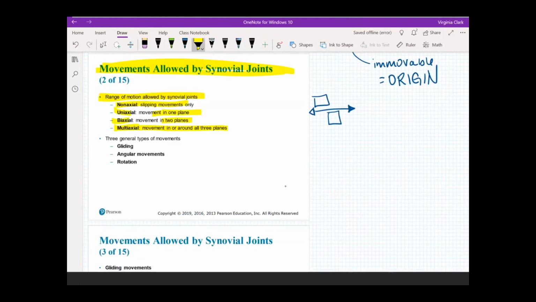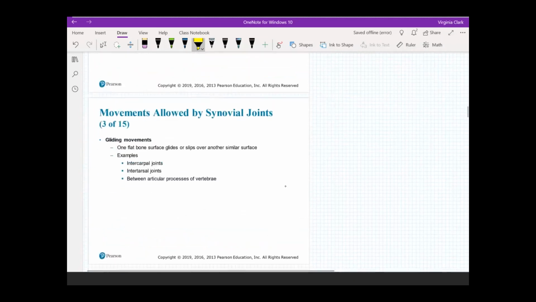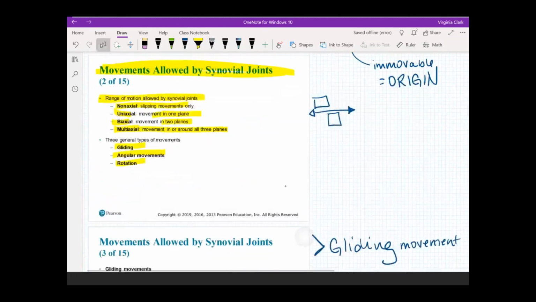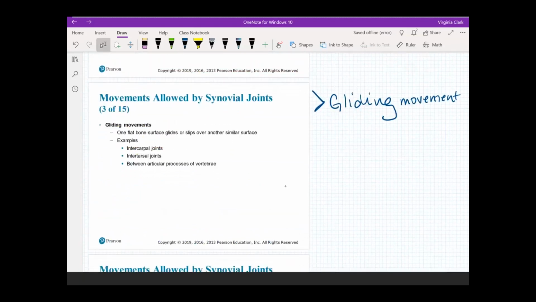The general types of movements are gliding, angular, and rotation, and we're going to talk through these. So these are going to be movement types. First one is going to be gliding movements. When we're doing gliding movements, we are talking about one flat bone sliding over another flat bone. So up here in my example of non-axial sliding movements, that's exactly what this is talking about. They're only essentially sliding over each other.